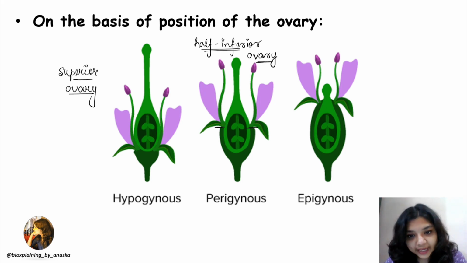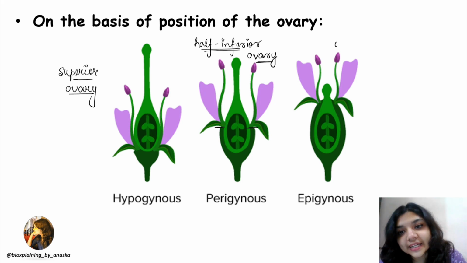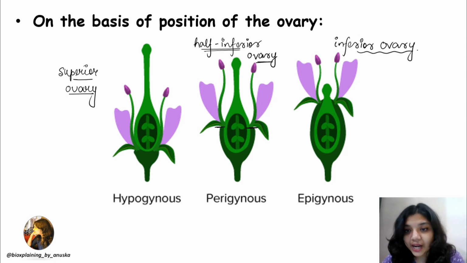While in epigynous, this is completely inferior. So this category is what we call epigynous or inferior ovary. That means in this case, all the other whorls are at a level on top of the ovary. They are higher than the ovary, right?